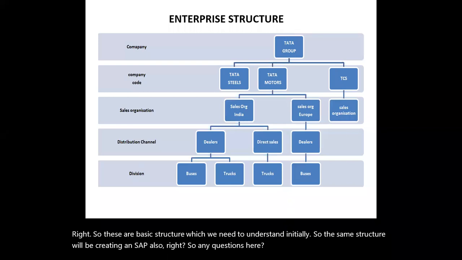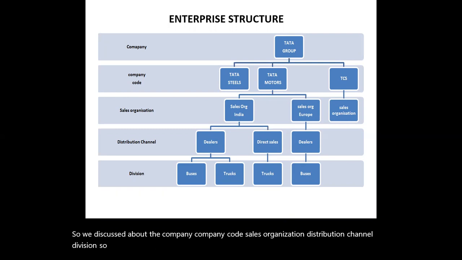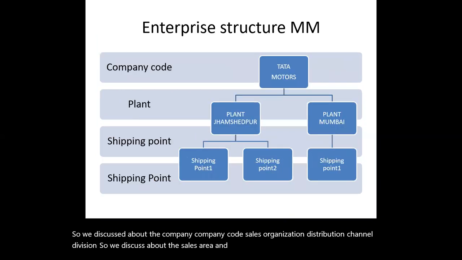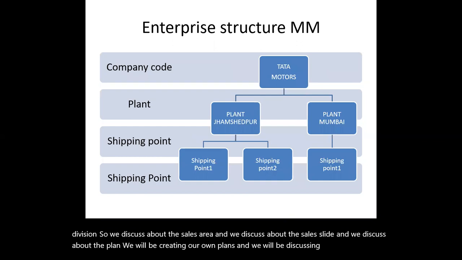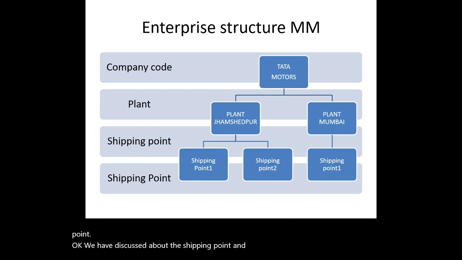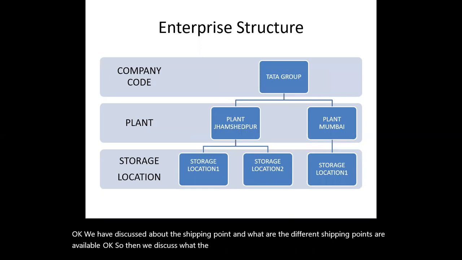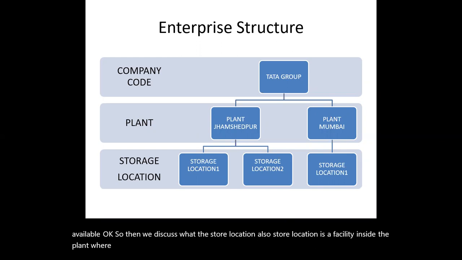So we discussed the company code, sales organization, distribution channel, and division. We discussed the sales area, the sales line, and the plant. We'll be creating our own plants, and we discussed the shipping point and the different shipping points available. Then we discussed the storage location also. A storage location is a facility inside the plant where the material gets stored. So this is about the enterprise structure.